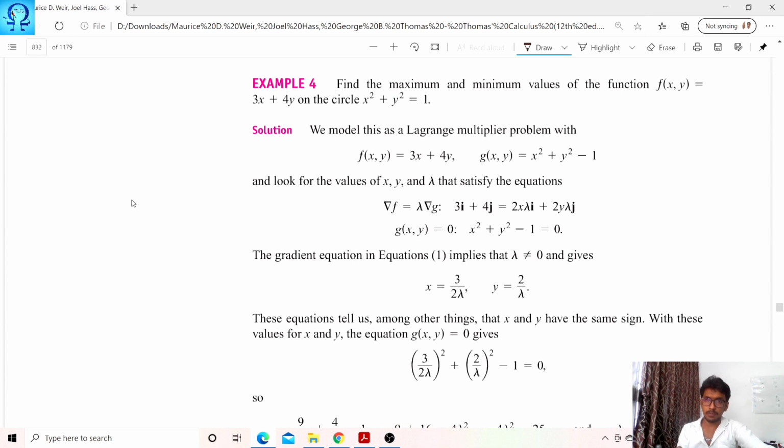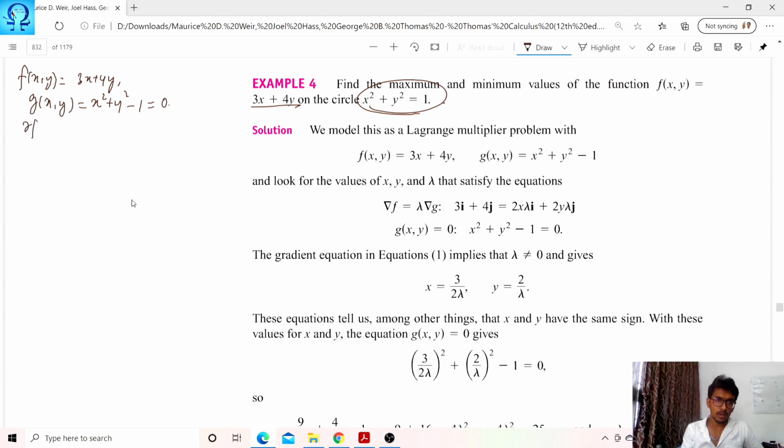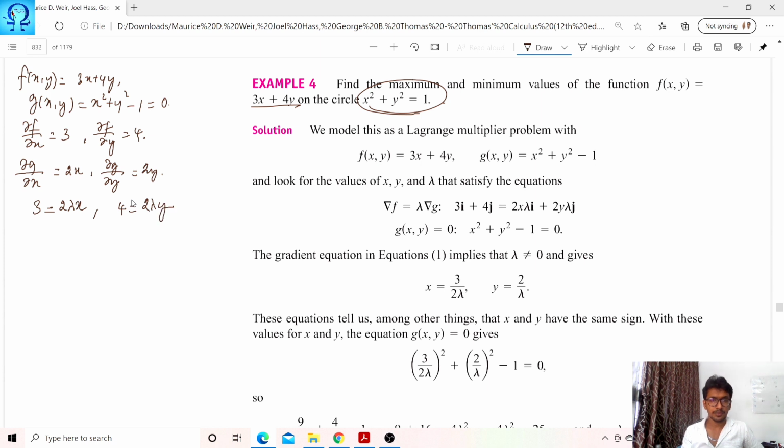Similarly, here you have a problem. We are asked to find the maximum and minimum values of the function 3x plus 4y on this circle. So here f of xy is 3x plus 4y, and g of xy is x squared plus y squared minus 1, which is 0. Del f upon del x is 3, del f upon del y is 4, del g upon del x is 2x, and del g upon del y is 2y. Equating, 3 is equal to 2 lambda x and 4 is equal to 2 lambda y. So you can write x as 3 upon 2 lambda and y as 4 upon 2 lambda.